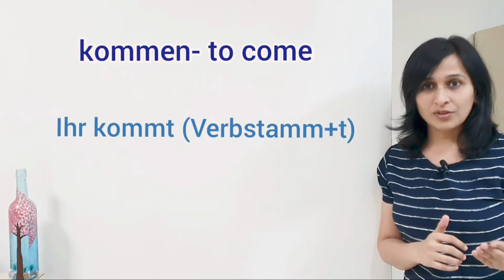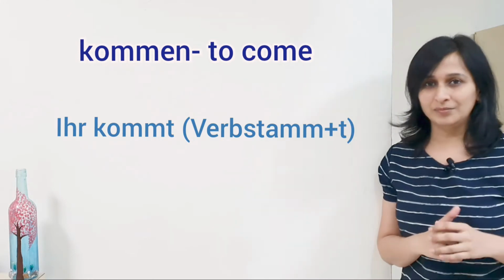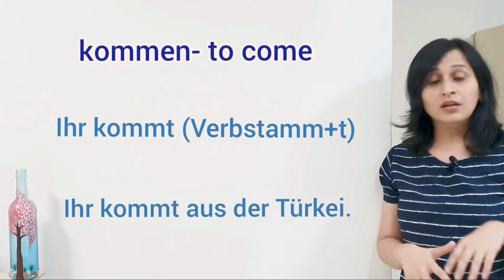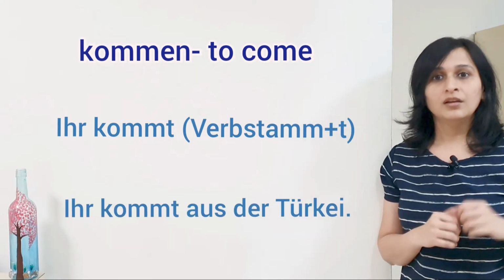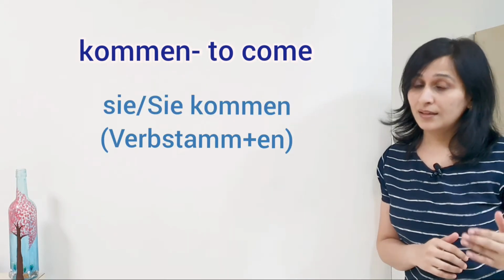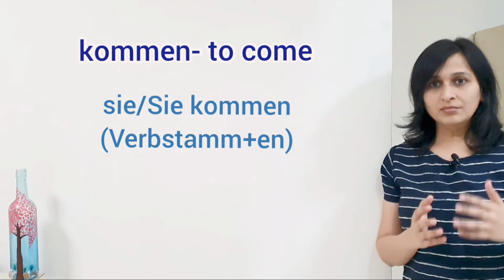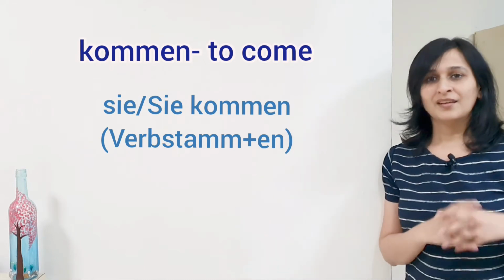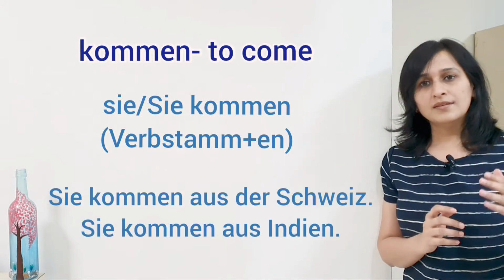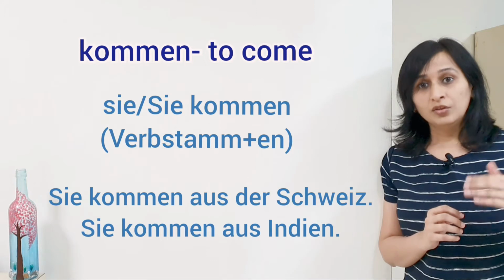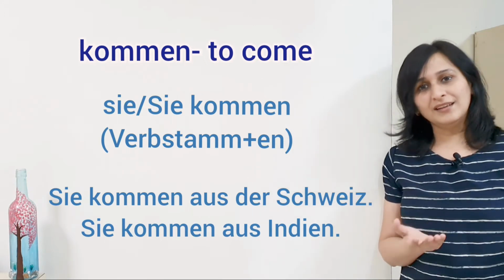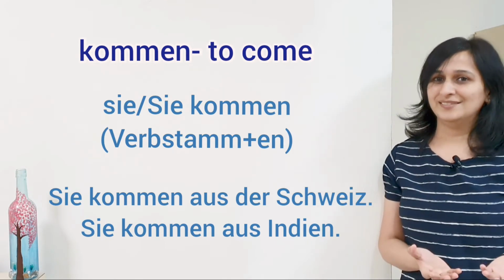Ihr kommt, you both come or you all come. Rule is Verbstamm plus t. Zum Beispiel, ihr kommt aus der Türkei, you all come from Turkey. Sie kommen, they come or formal you come. Rule is Verbstamm plus en. Zum Beispiel, Sie kommen aus der Schweiz, you come from Switzerland. Sie kommen aus Indien, they come from India.